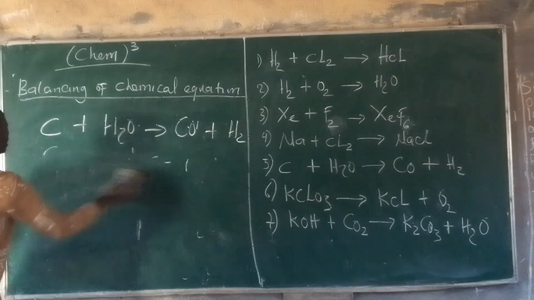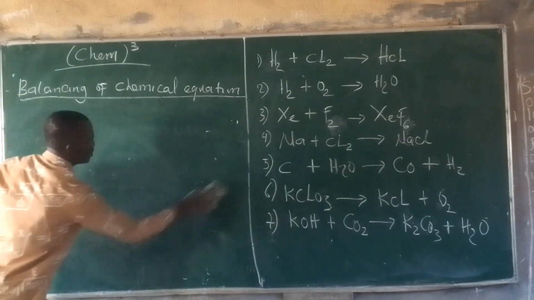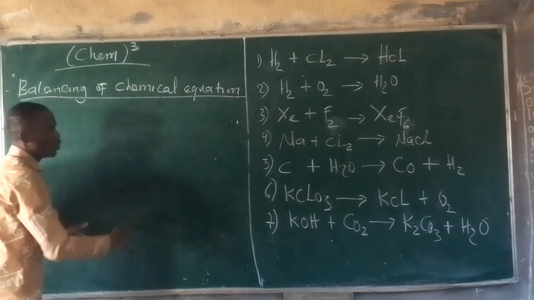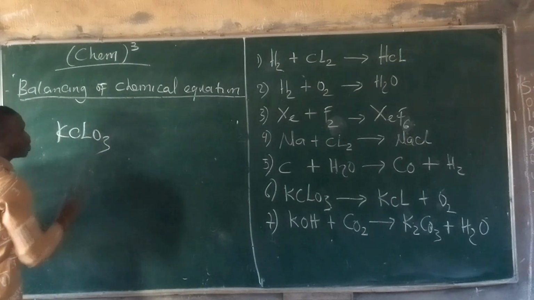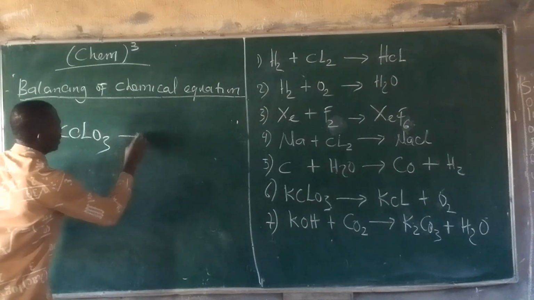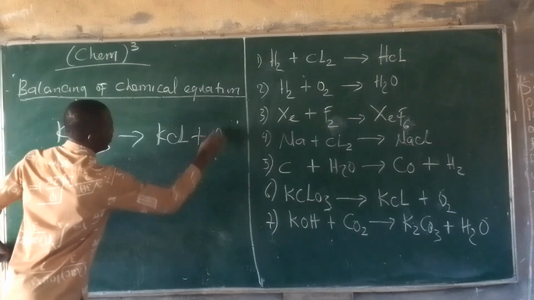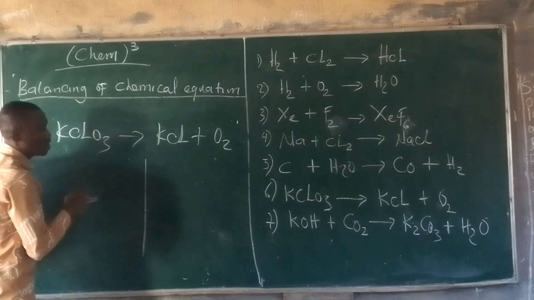Now, let's look at it. You can confirm it by yourself. Just take a look and see the count of each element we have on both sides. Now, we have the next one, potassium chlorate. It gives you potassium chloride plus oxygen. Now, over here, this is called a decomposition reaction.